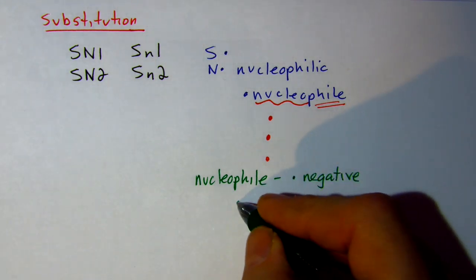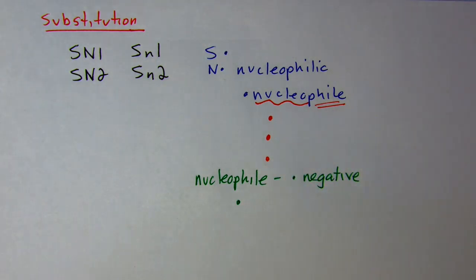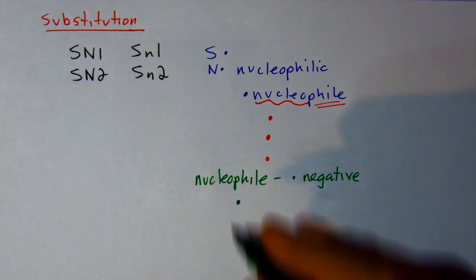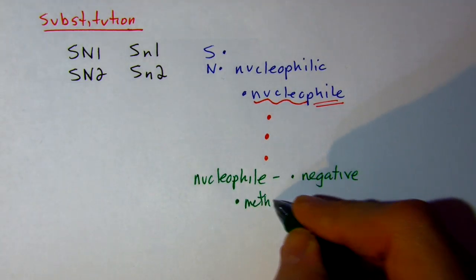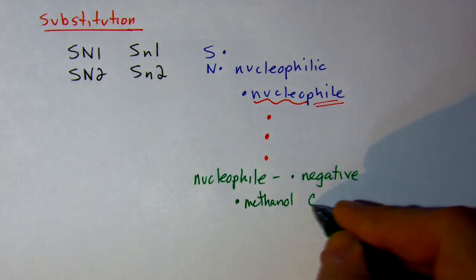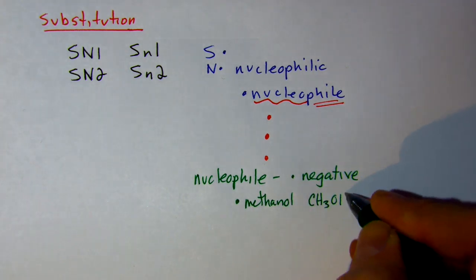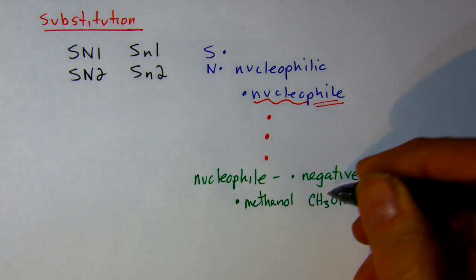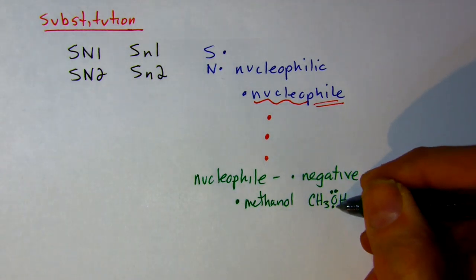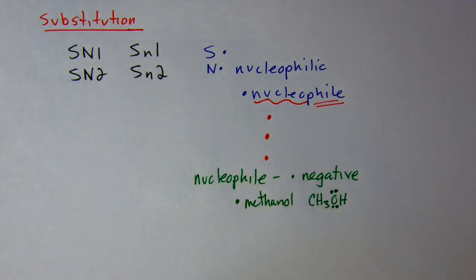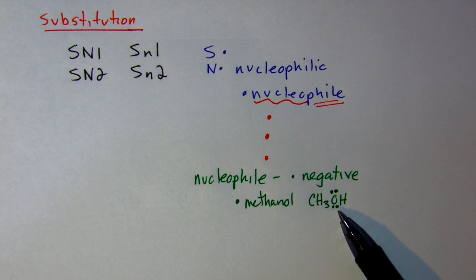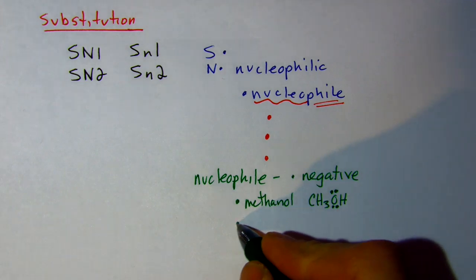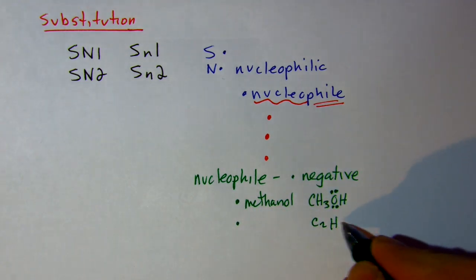And it's looking for either a full positive charge or a partial positive charge. And here's the thing about nucleophiles. Some examples would include methanol, right? Methanol, which is CH3OH. And I want to add to that, it's a nucleophile because it has these two unshared pairs. That makes it very negative. And so these are what are looking for the positives in the substrate that we'll talk about later. Okay. Another one would be ethanol, which is C2H5OH.